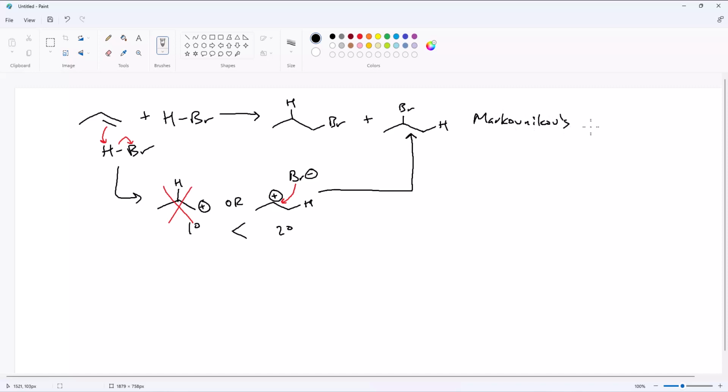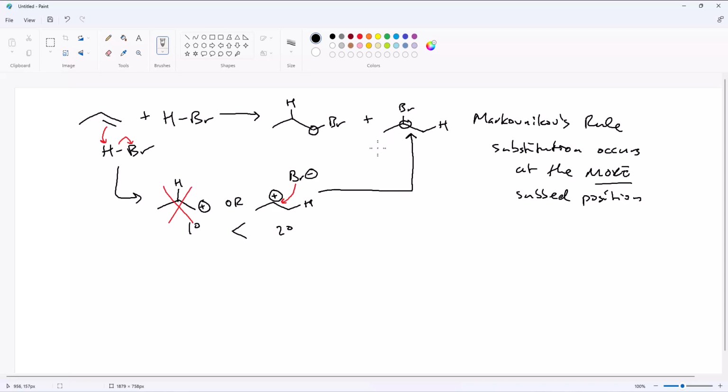And what Markovnikov's rule states is that the substitution occurs at the more substituted position. So in this case, we had the option of substituting at the primary position or the secondary position. And since this is a Markovnikov's rule governed reaction, the Br will substitute at the more substituted position.